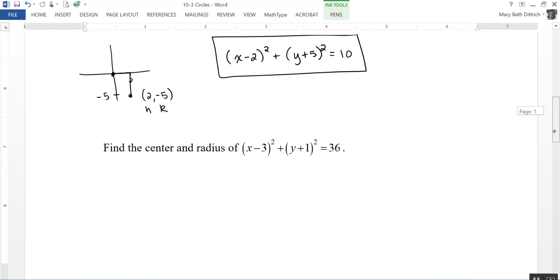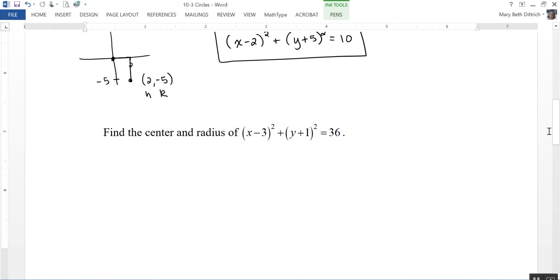Next example says find the center and radius of the circle that has an equation x minus 3 squared plus y plus 1 squared equals 36. So looking at this, this is going to be my h. My k, this is a little tricky, k is actually going to be -1. And this value here is r squared, so that means r is going to be 6. So my center is the point (3, -1), and my radius is equal to 6.